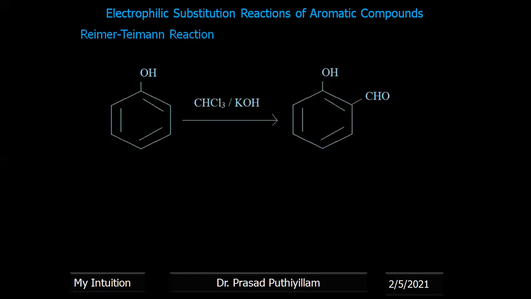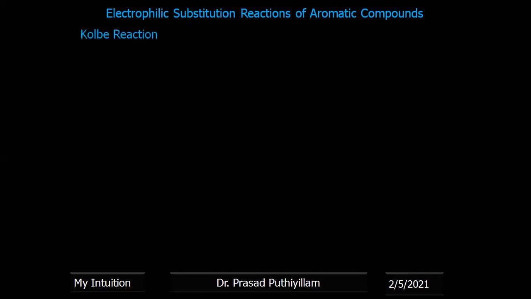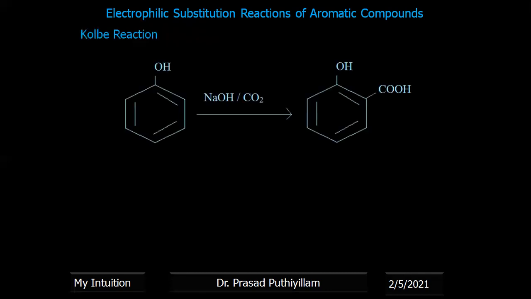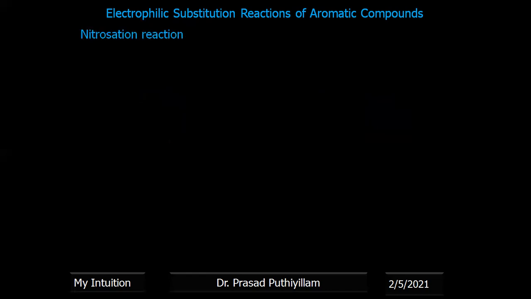Reimer-Tiemann reaction, in which phenol reacts with chloroform and a base like KOH to get the corresponding ortho-hydroxy benzaldehyde or salicylaldehyde. Here, a carbene, dichlorocarbene, is the electrophile used, and this reaction is also known as formylation reaction. Kolbe reaction is also an example of electrophilic substitution reaction in which phenol reacts with sodium hydroxide and carbon dioxide to get salicylic acid. Carboxylation reaction is another name for Kolbe reaction.